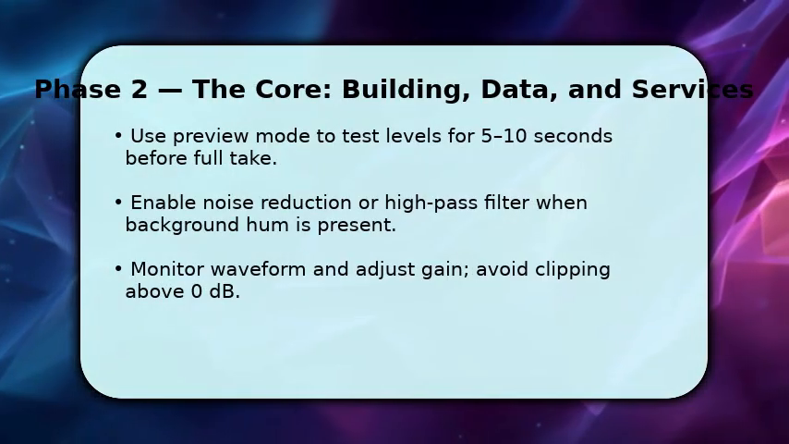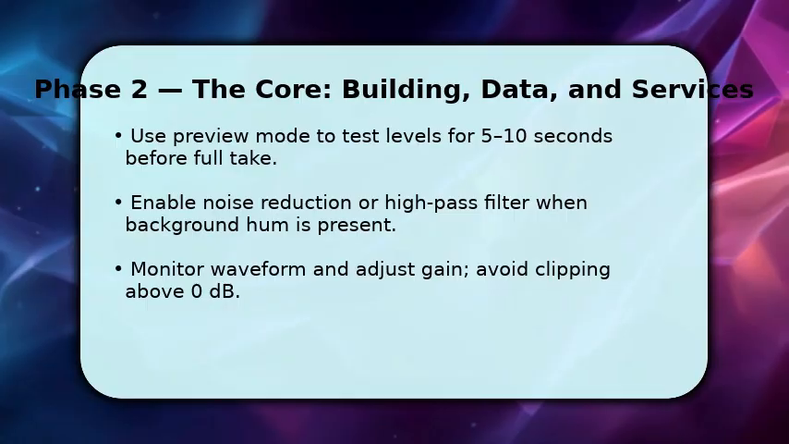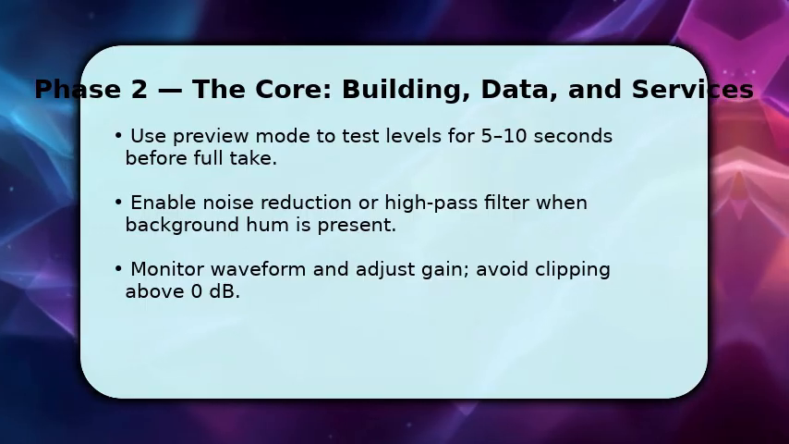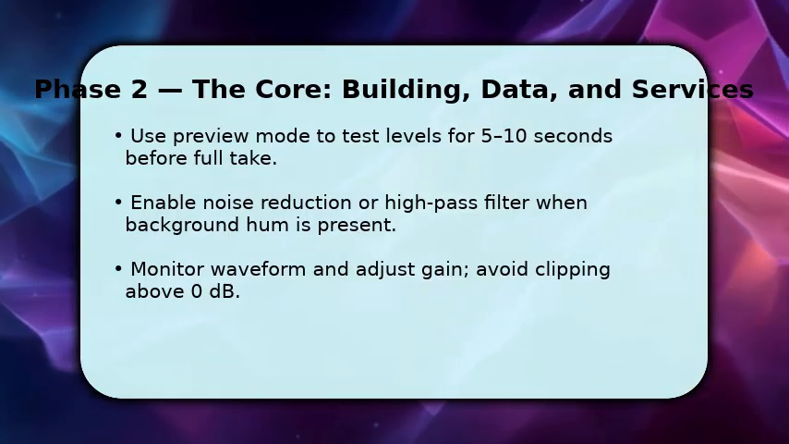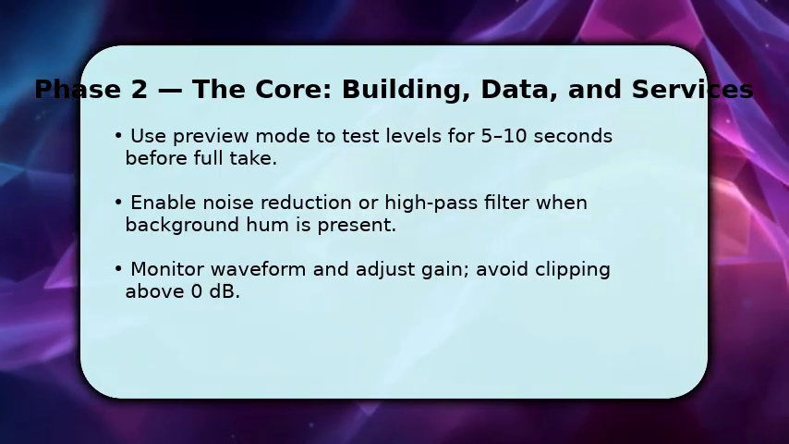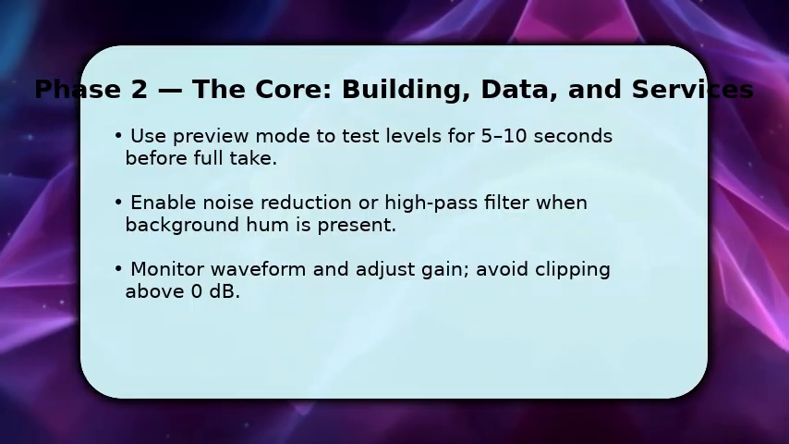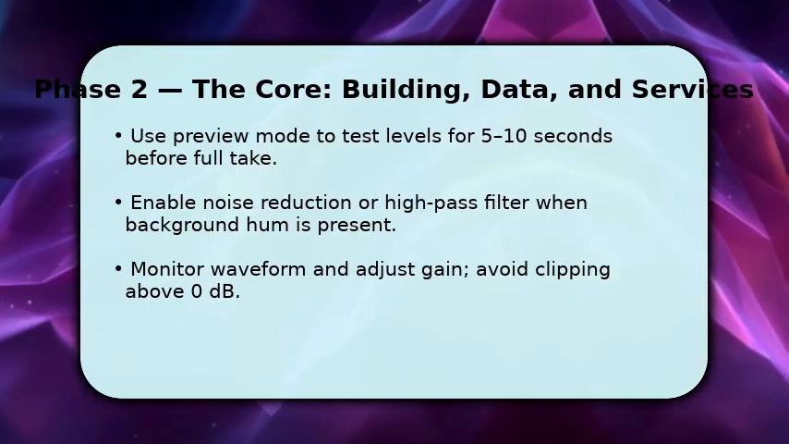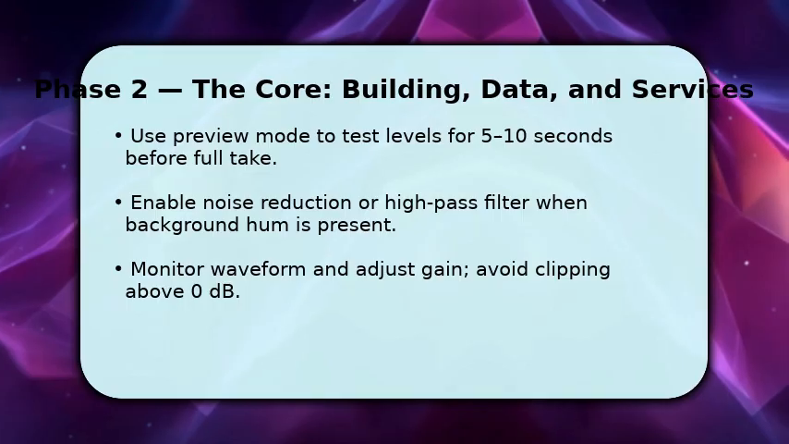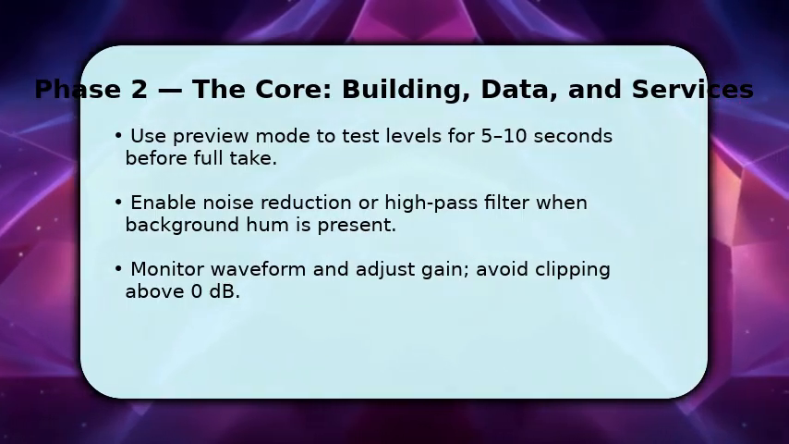You now perform a short test take to verify levels and room noise. Hit preview for 5 to 10 seconds and watch the waveform. If peaks hit red, lower input gain, or move further from the mic. Enable noise reduction or the high-pass filter when you detect hum or low-frequency rumble, because that cleans the recording without rewriting performance. Once satisfied, arm the file for the full take and use the in-app markers to note important timestamps. This saves time during later edits.